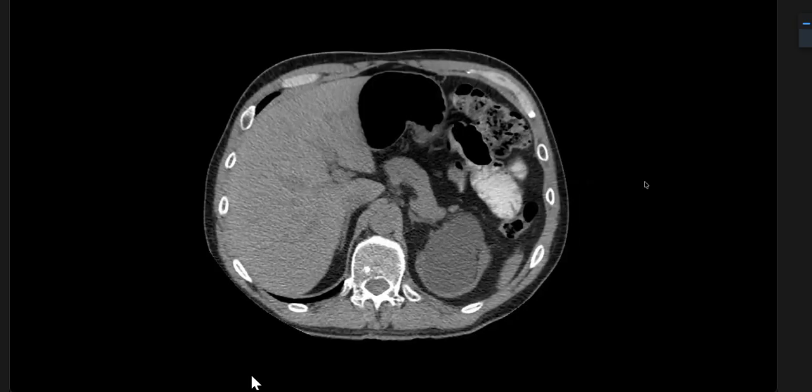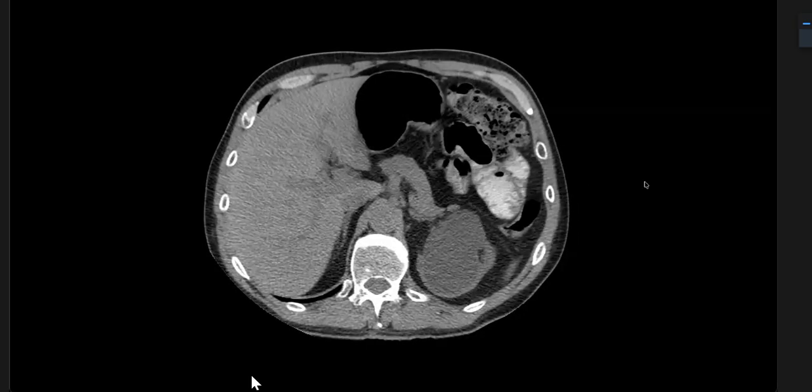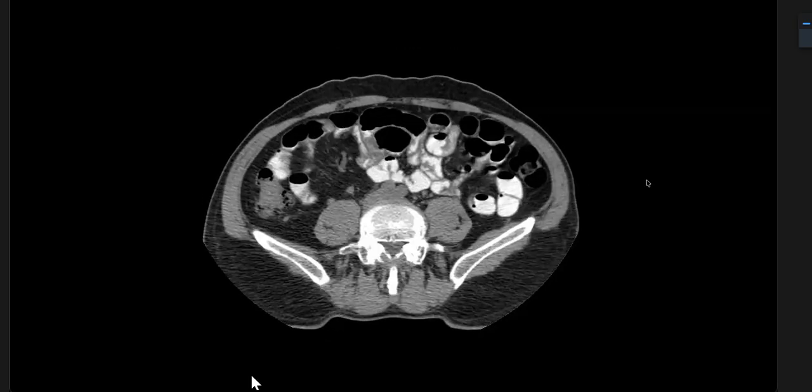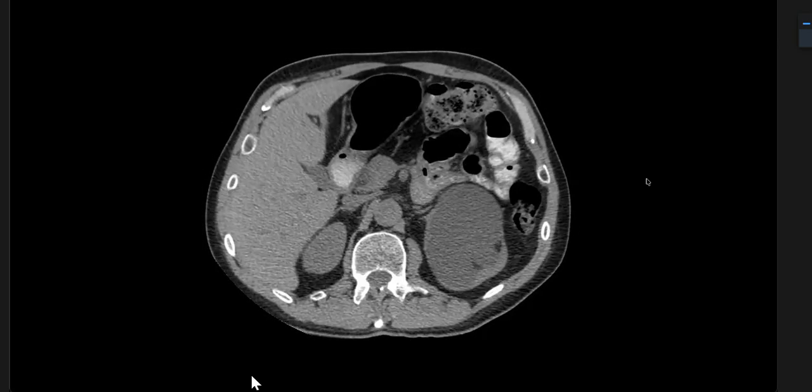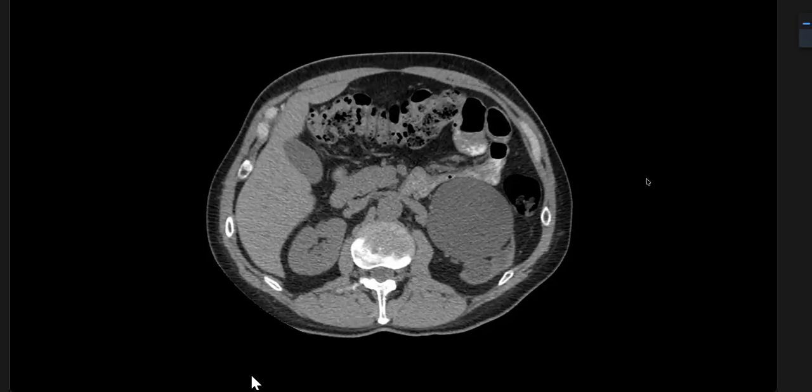So in summary, there is a large renal cyst in the upper and mid pole of the left kidney. This appears to be a benign cyst. No further action should be needed in this regard.